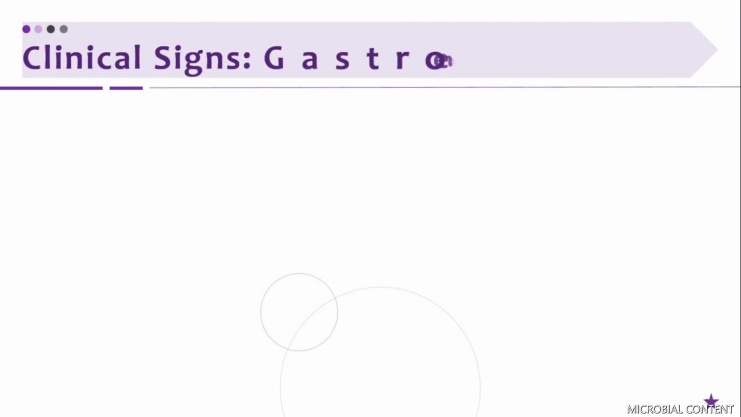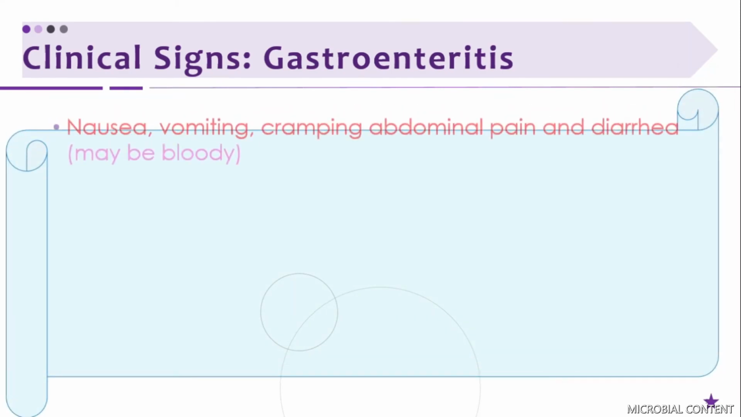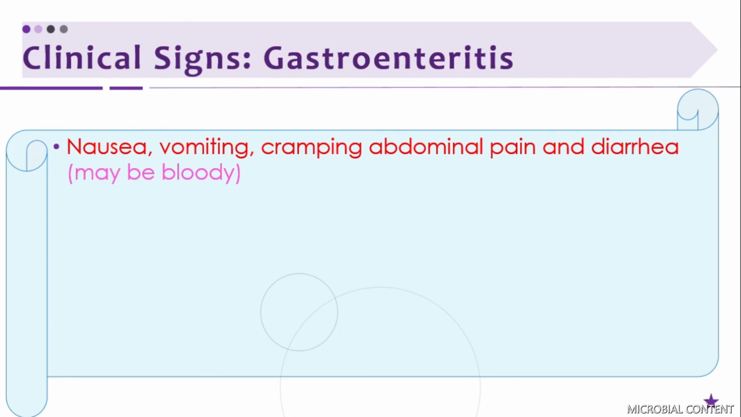Now what are the various clinical signs of gastroenteritis? It mainly includes nausea, vomiting, abdominal cramping and pain, and diarrhea. That is the most important characteristic seen in gastroenteritis caused by Salmonella species. The diarrhea may be bloody. There are also headache, fever, chills, and myalgia.